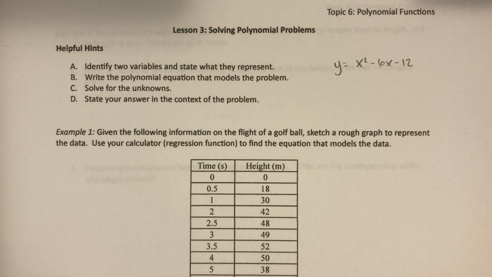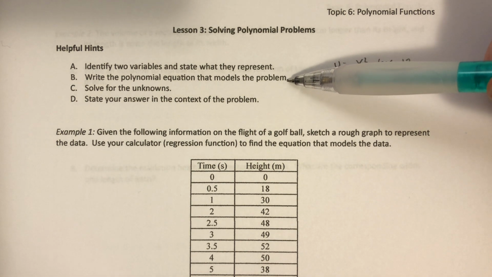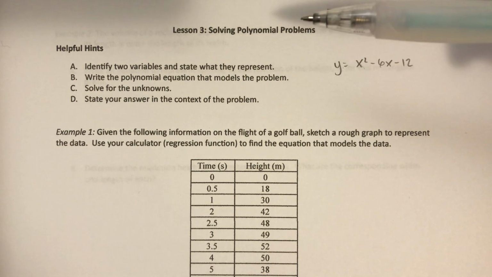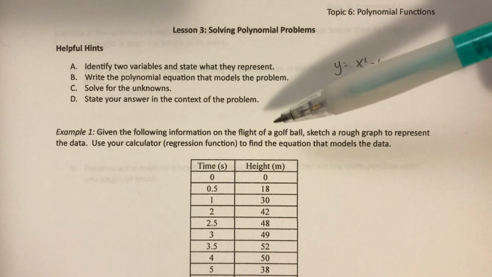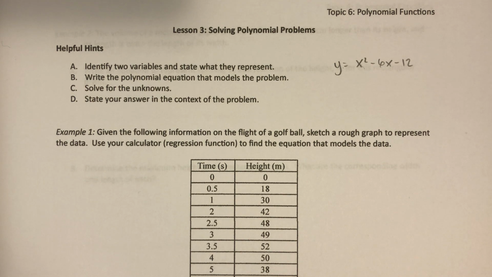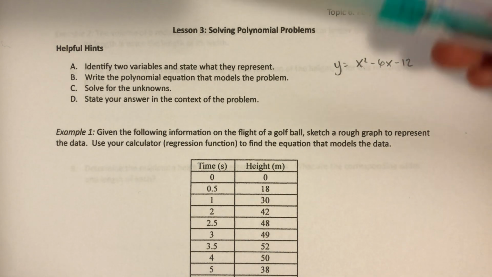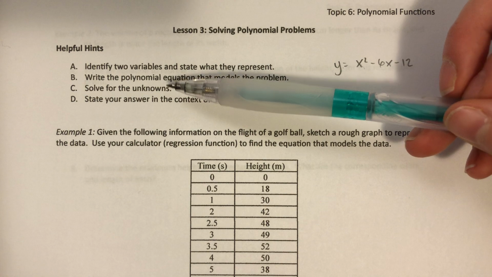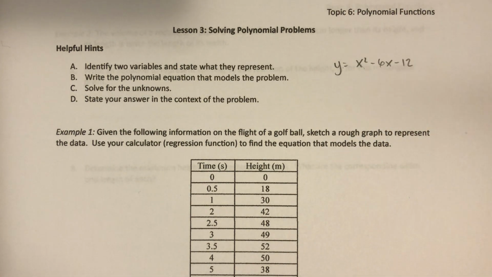That's important. We need to write the polynomial equation that models the problem. Sometimes easier said than done, but we can do it. We're going to solve for the unknowns and then state our answer in the context of the problem. So solving for the unknowns can often be done graphically. That's generally how we're going to do it.